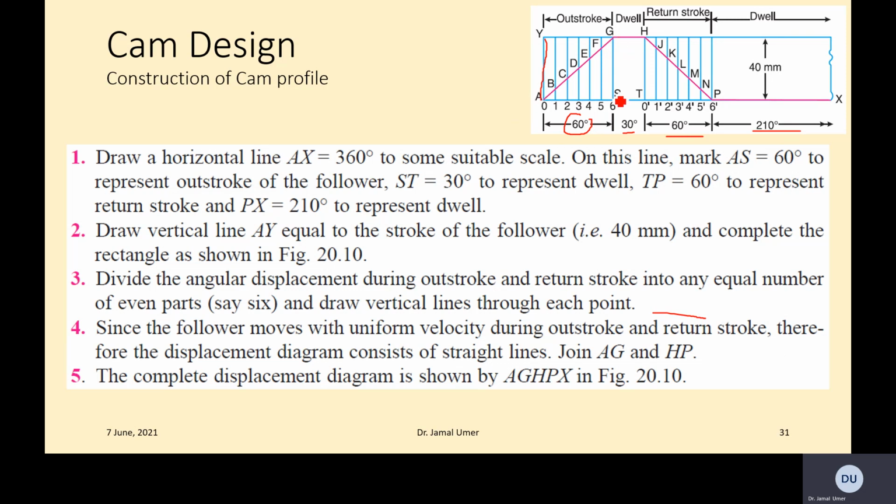Now you can understand why we need to split: we are interested in when the cam is at one position, how much distance we need to cover. When we are at two positions, how much distance we need to cover. That's why we split it up. When we are definite with that, then we can build the profile.